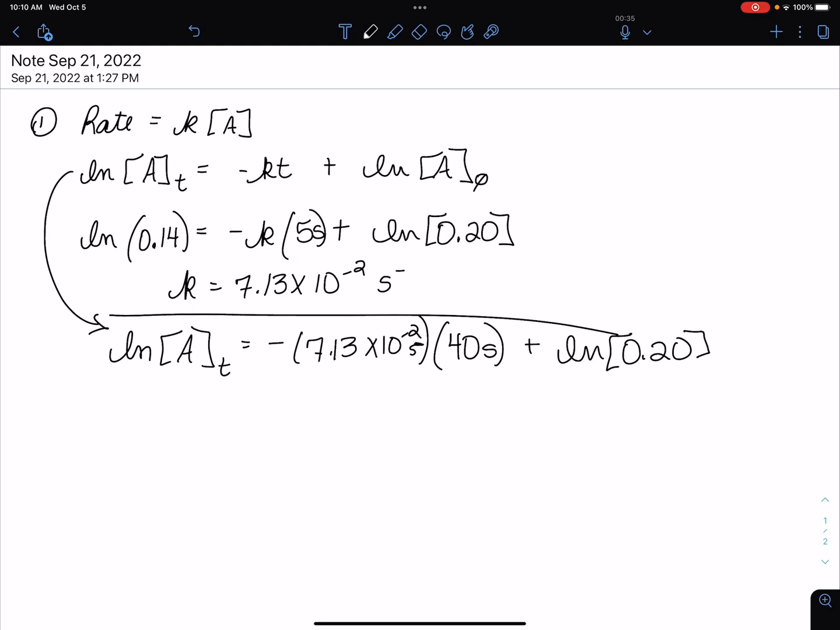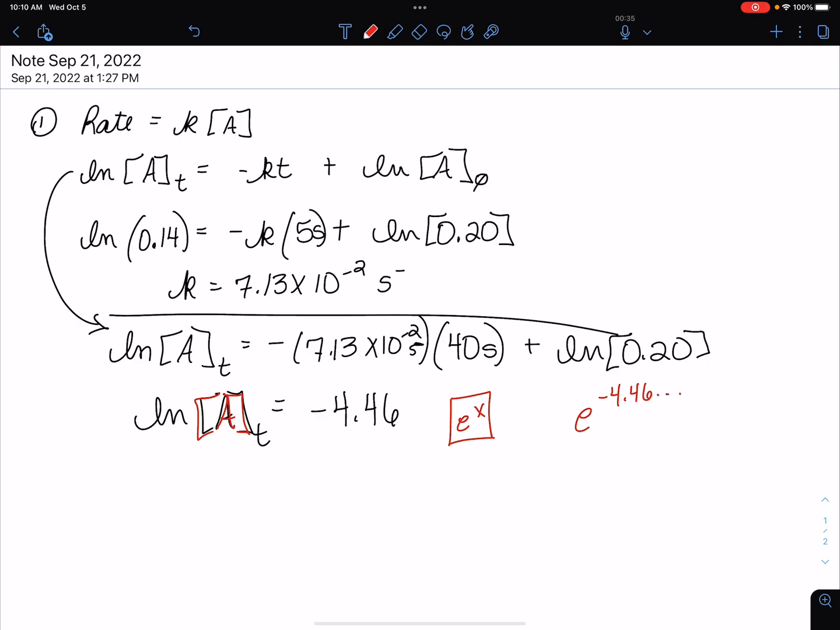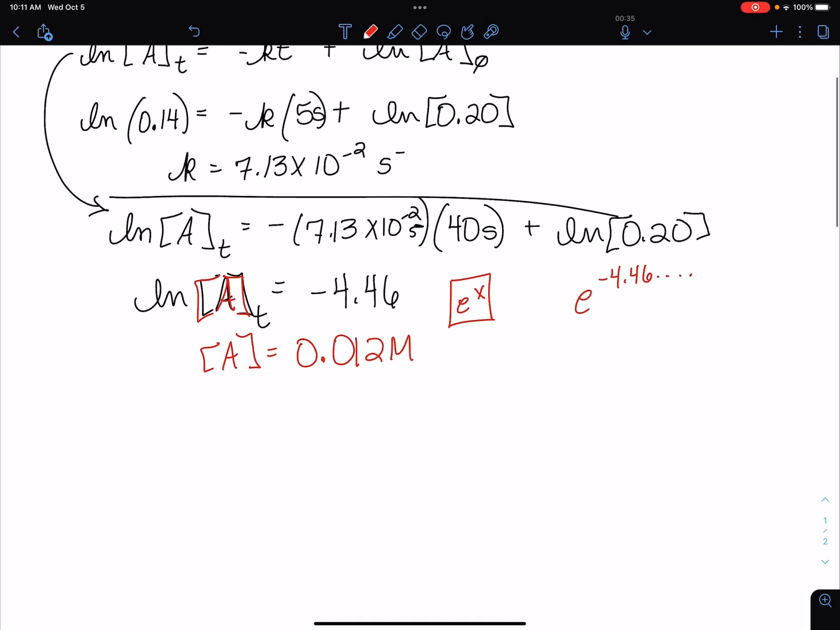Okay, and when I solve this, first I'll get the natural log of A at time t. The natural log of A_t is negative 4.46, but that's not the answer. Because the answer that I'm looking for, I want the concentration of A. This is the natural log of it. So on your calculator, to take the inverse natural log, there's an e to the x button. It's usually the second ln button. Okay, so you'll have to take the e to the negative 4.46, whatever that number is. And that will give you the answer of 0.012 molar for number 1.